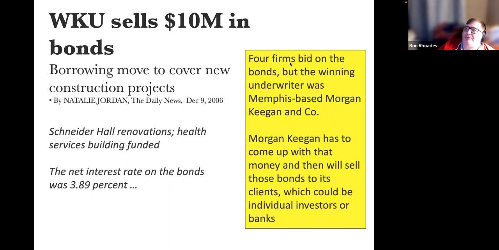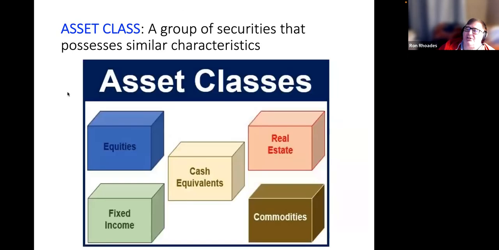And four firms bid on the bonds, and basically the underwriter became Morgan Keegan. Morgan Keegan basically came up with the money to buy the bonds, and then it sold those bonds to a whole bunch of individual investors and banks and things like that. So let's go on and discuss asset classes.